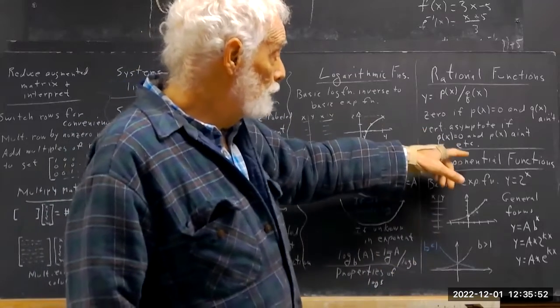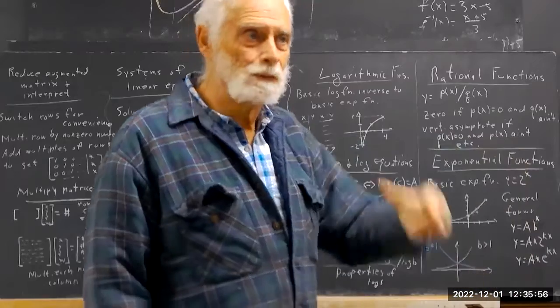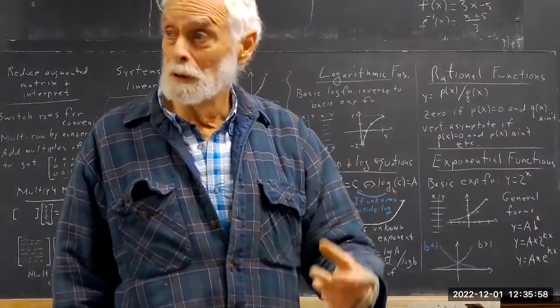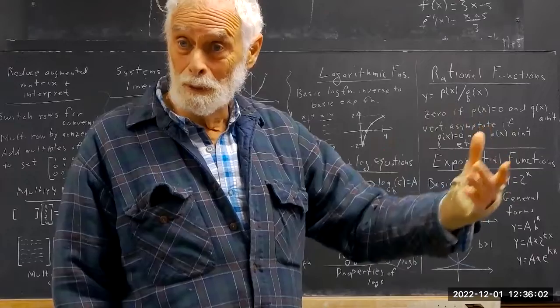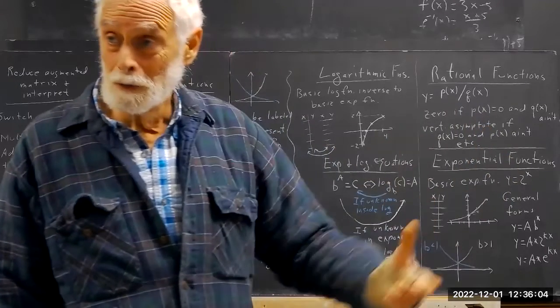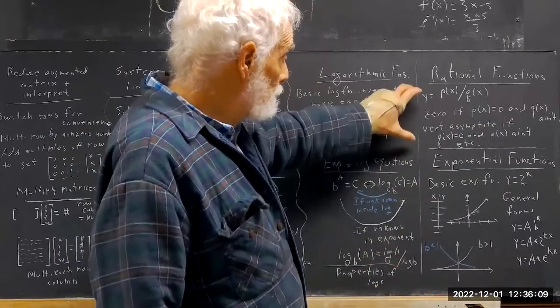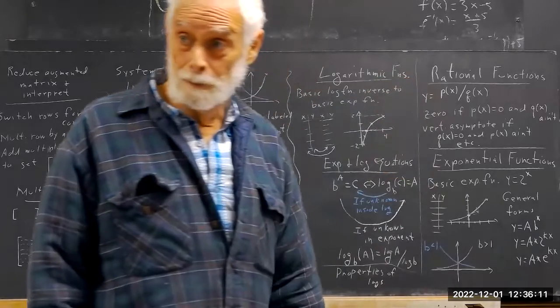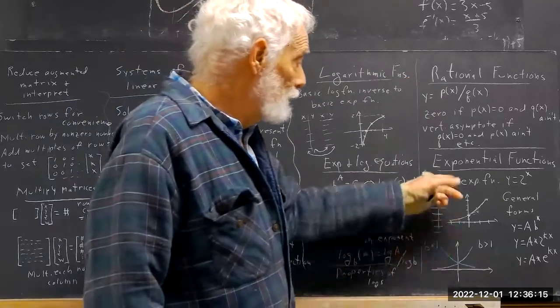A vertical asymptote if q of x is 0 and p of x isn't, because if both p and q are 0, well, again, we'll talk about it. It's not hard to understand. You've seen it, but we're not going to worry about it right now. We're trying to get the most basic idea down. Fair enough? Okay. Exponential functions.